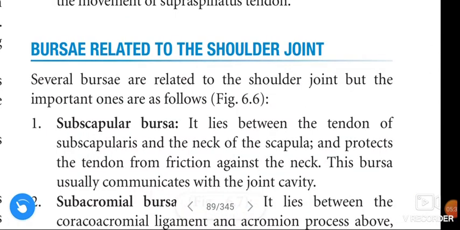Okay guys, this is about the bursae related to the shoulder joint. In the next video we are going to learn about the relations of the shoulder joint. Don't miss that video.